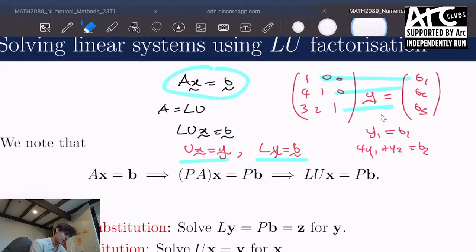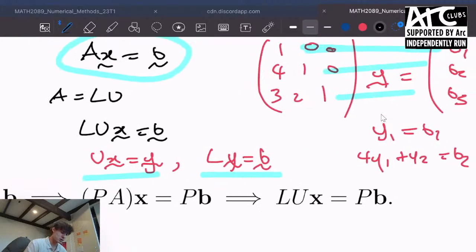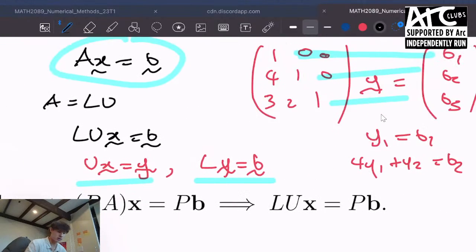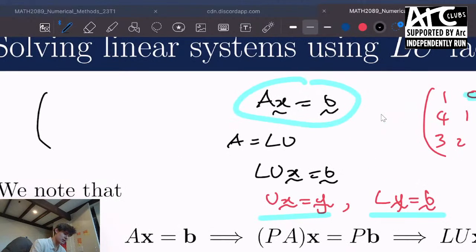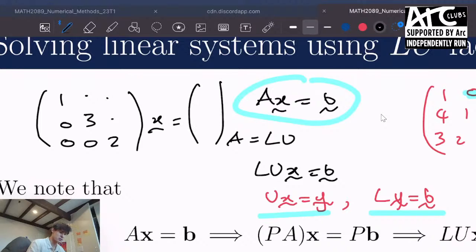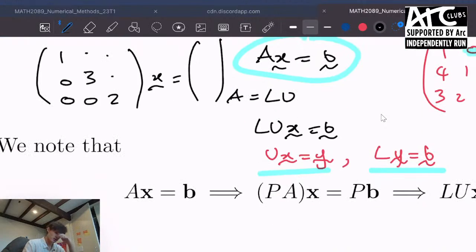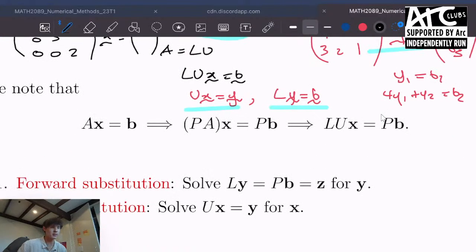Now, what about the other case? What about solving Ux equals y? Well, once we've solved Ly equals b, we know the value of y, then we can solve Ux equals y. And in this case, instead of having a lower triangular matrix, now we have an upper triangular matrix. But we can just do a back substitution. So it's very similar to solving systems that we looked at in first year. We can just do a back substitution to get our values. So to solve the linear system, it's a matter of finding the LU factorization and then just a forward substitution and then a back substitution.